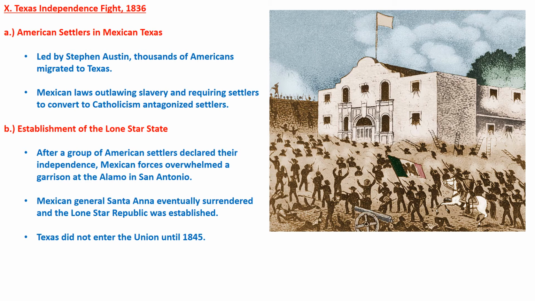But Mexican laws outlawing slavery and requiring settlers to convert to Catholicism helped to antagonize these settlers, who ultimately declared their independence from the Mexican government, but were overwhelmed by Mexican forces at the Battle of the Alamo in San Antonio. However, Mexican General Santa Anna eventually surrendered to Texans at the Battle of San Jacinto, and they established the so-called Lone Star Republic, which is effectively Texas as an independent nation that doesn't enter the United States as a state until 1845, when it's finally annexed under the administration of James K. Polk.